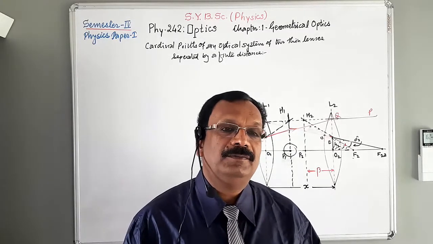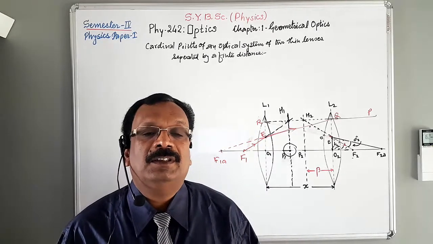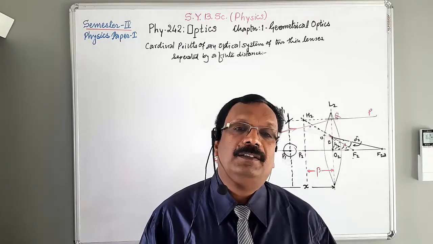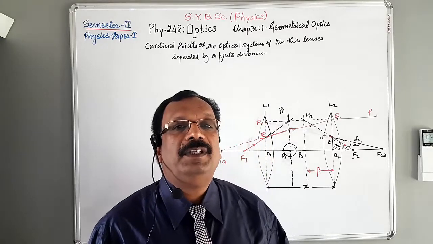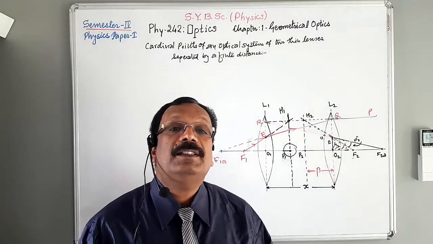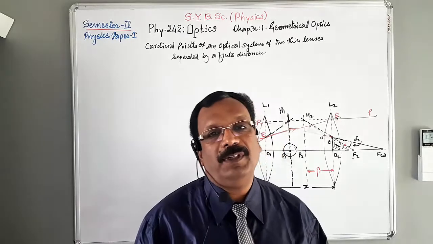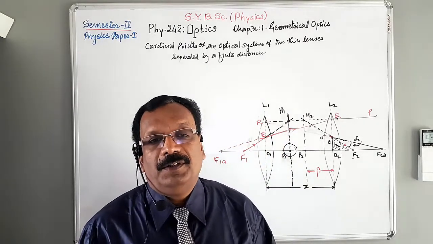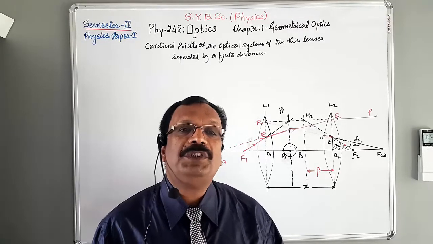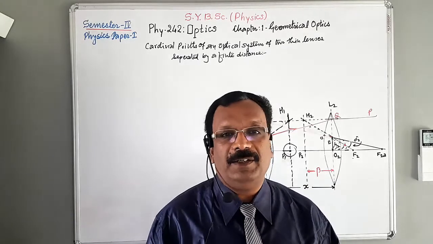In the previous lecture, we studied the position of cardinal points. Specifically, we obtained the position of the second principal point P2 with respect to lengths L1 and L2. We also studied some part of the position of the first principal point with respect to lengths L1 and L2.